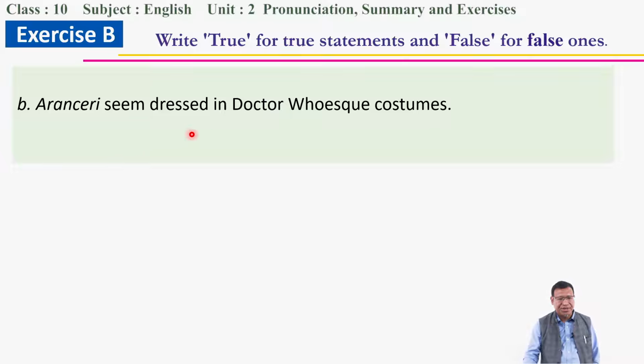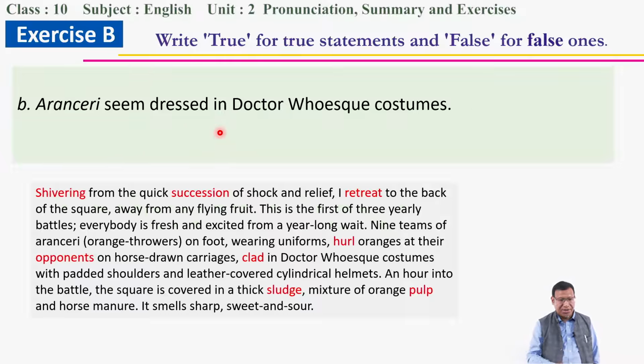Aranchari seemed dressed in Dr. Oldskew costumes. Look at this paragraph, it's the fifth paragraph. So where is the evidence to find out whether the statement is true or false? Read this out, and then I try to go back and score away from the point. This is the first of the 3-year labor. Okay, and then go on.